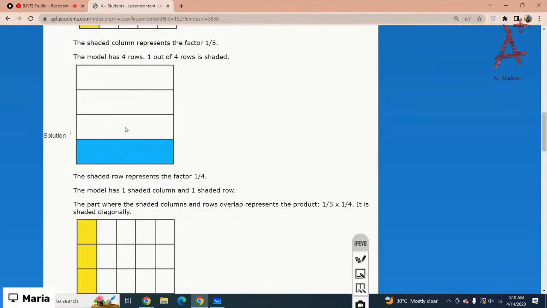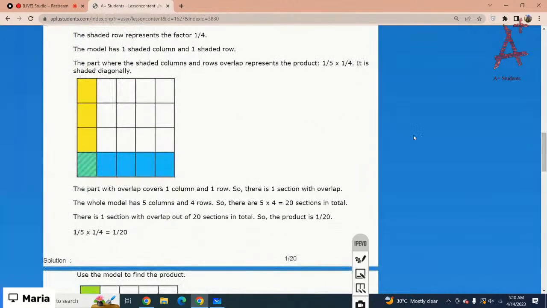Got it? Then you have to put them together. When you put both of them together, it will look like this. You just have the part with overlap, which covers one column and one row. So there is one section with overlap. The whole model has 5 columns and 4 rows, so there are 5 times 4, which equals 20 sections. There is one section with overlap out of 20 sections in total. So the product is 1 over 20. You have just one section that has both the colors. So it would be 1 over 20.